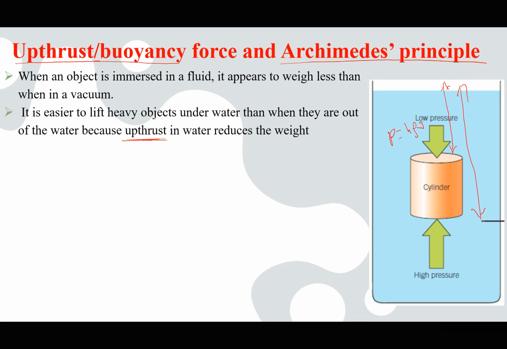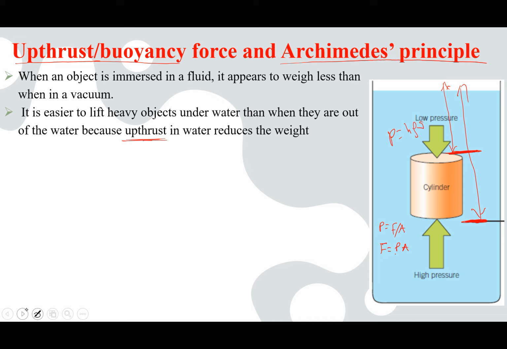What does that mean? The pressure at the bottom of the liquid is higher than the pressure at the top of the object. The pressure on top of the object is less than the pressure at the bottom of the object. And because pressure equals force over area, it means force is equal to pressure times area. Because the pressure at the bottom is greater, the force upwards at the bottom is going to be greater than the force on the top of the object. And this difference in force is what we are going to call the upthrust. It is what is going to act as the upward force on the object.